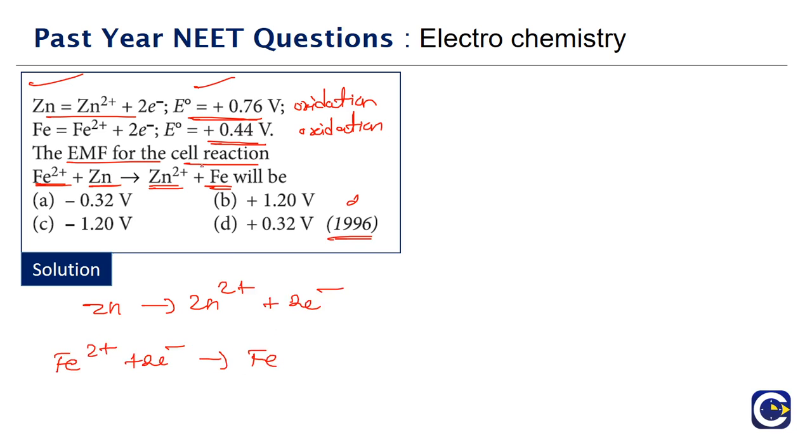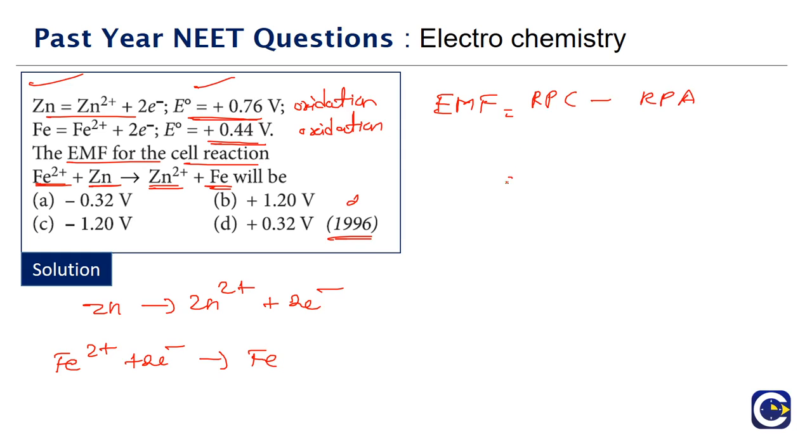Okay, so we have to find the cell EMF, right? So what is the cell EMF formula? I think in one of the previous problems also we have seen. Cell EMF, normally what is the convention that we follow? It is the reduction potential of cathode minus reduction potential of anode.